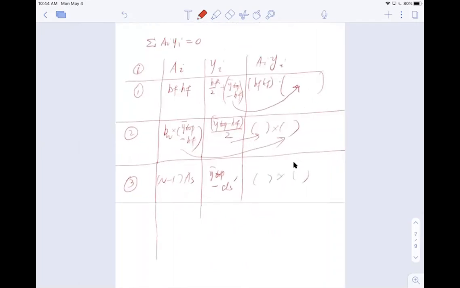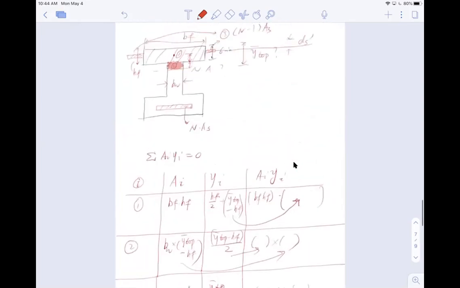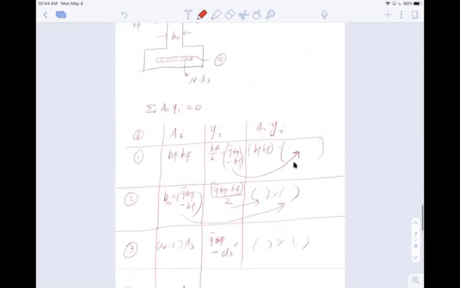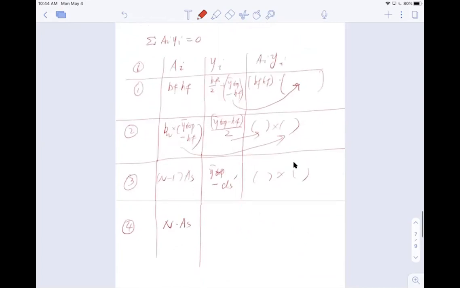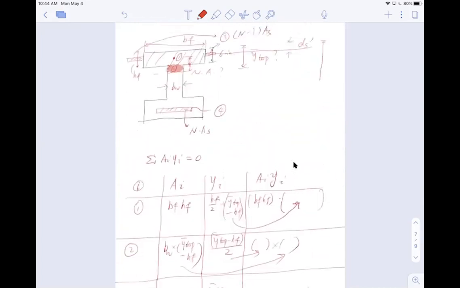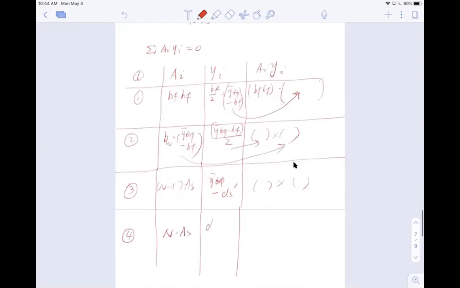Now don't forget we have the tension here. So this is part 4, the reinforcement part. Don't forget that. The area of that is nAs. The distance here would be what? I have a total depth from the top to the reinforcement of d. So the distance will be d minus y top.